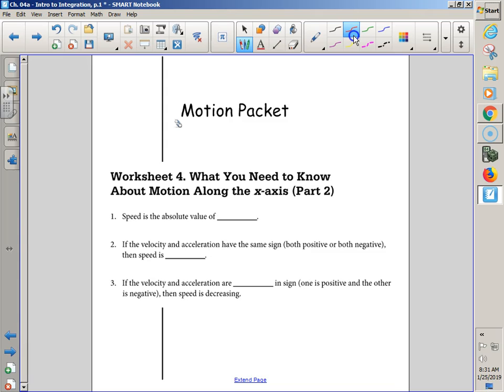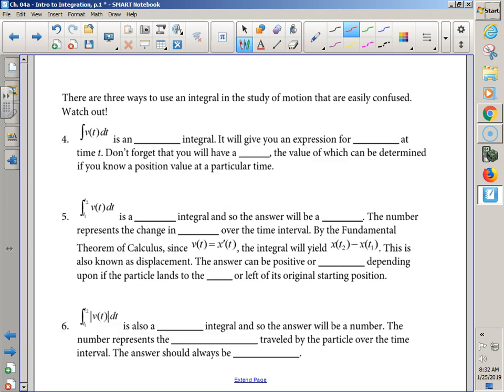All right. Speed is the absolute value of velocity. We knew that. It's a sum up of what we already know, right? If the velocity and acceleration have the same sign, speed is increasing. And then when is speed decreasing? Don't you guys love these kinds of questions where you just have to look at the one below to fill in the blank above? But opposite? Nice. Okay, keep going. We already knew all that.